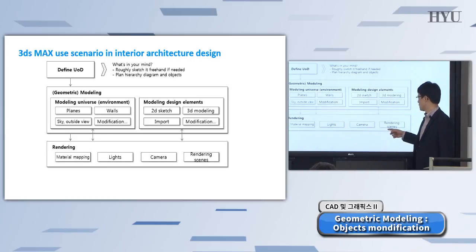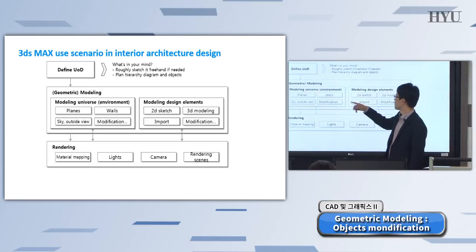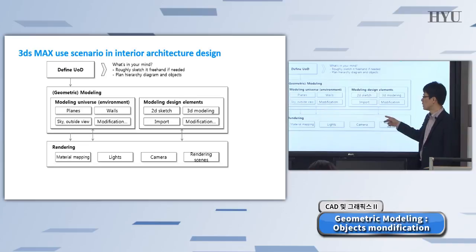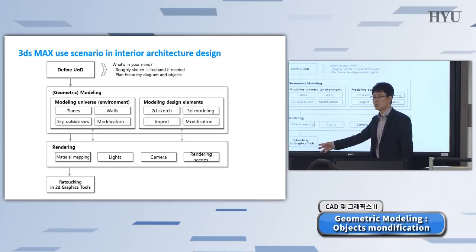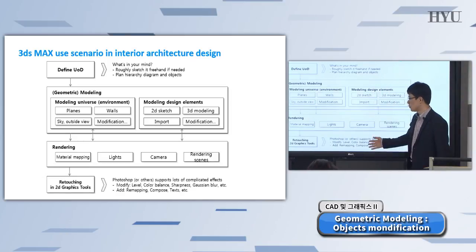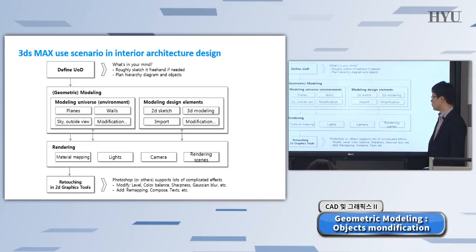And then visualize, okay? Material, lights, camera, render options. That is not the end. If you don't like your output render, you go back, environment control, modeling geometry, again and again until you get your image, what you want. And some retouch in 2D graphics tools such as Photoshop or PowerPoint or any type of presentation applications.